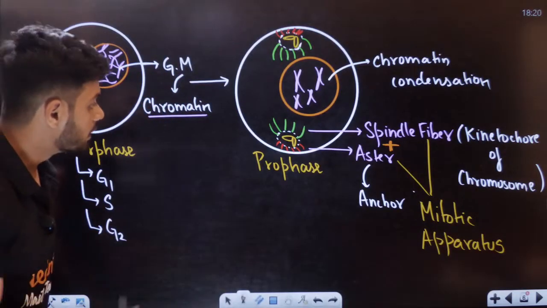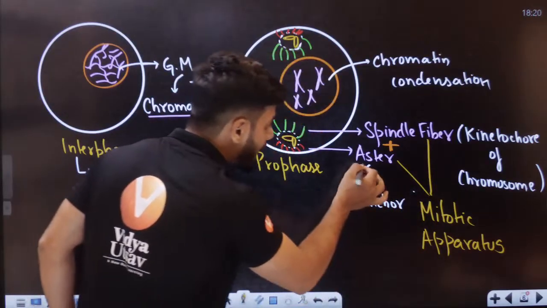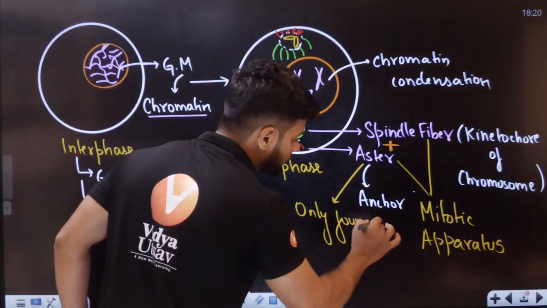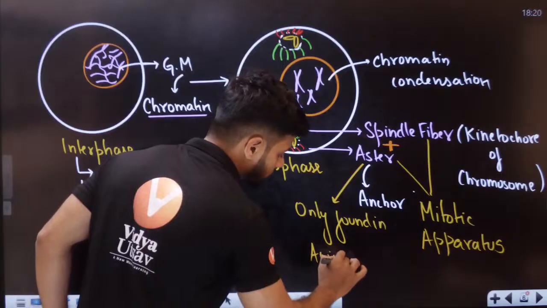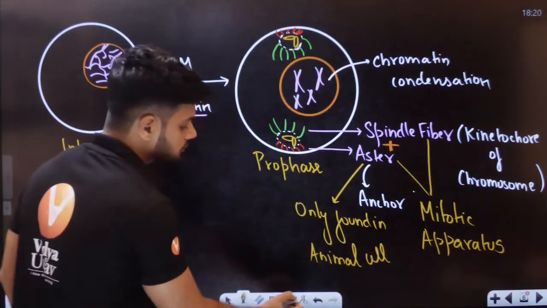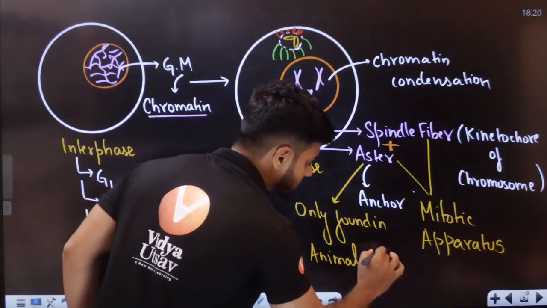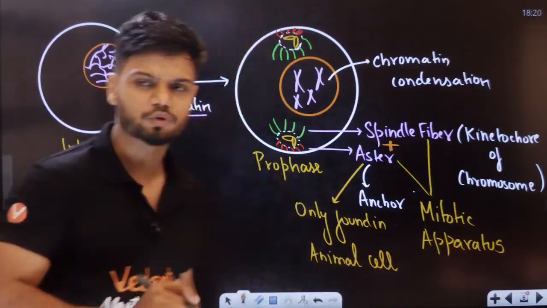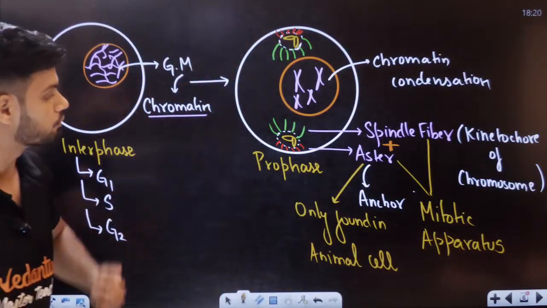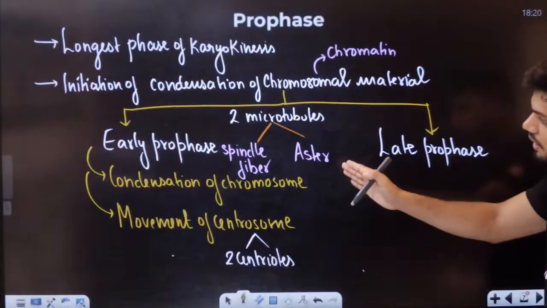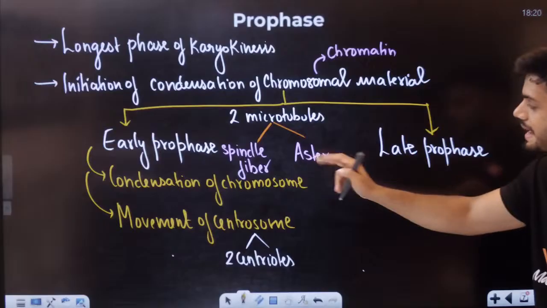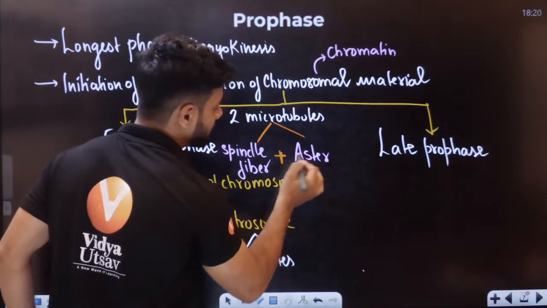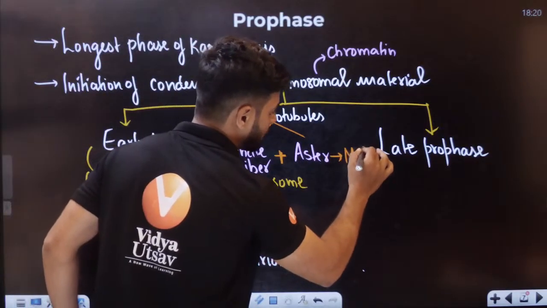Now, students, remember this particular structure, aster, is found only in animal cells. Asters are not found in the case of your plant cell. Please remember that. Now, this is what is happening in prophase. Can you see here, students? So this is your early prophase. There is spindle fiber plus aster, together called mitotic apparatus.